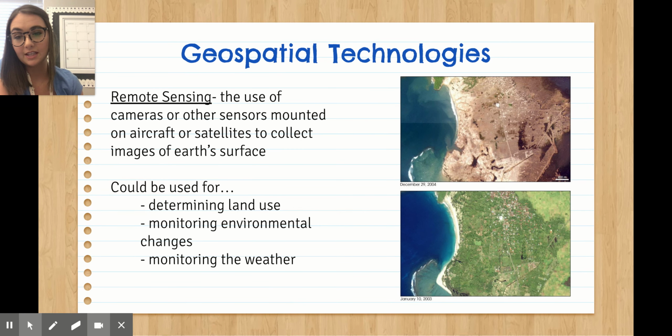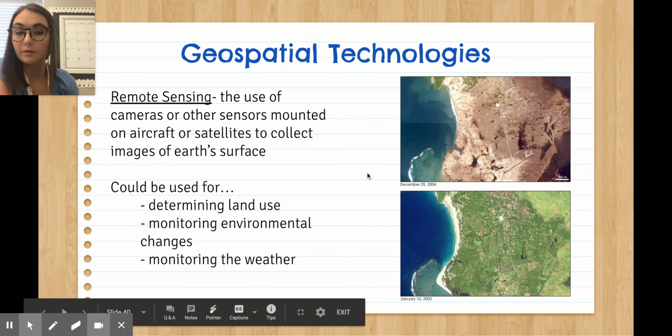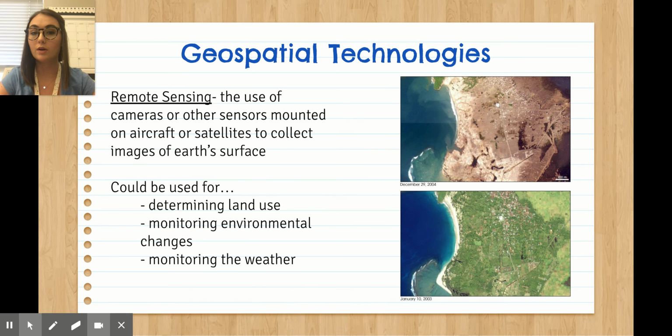Another way you may have seen it used in monitoring environmental changes is when you see those pictures or time-lapse videos of the polar caps melting, like how they used to be super big and they've gotten smaller over time. That's remote sensing. And monitoring the weather. So they can track weather patterns using remote sensing as well.